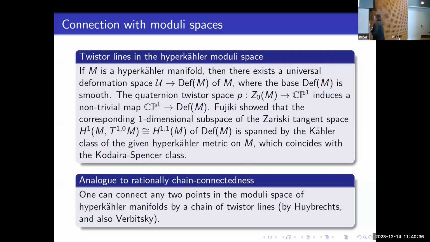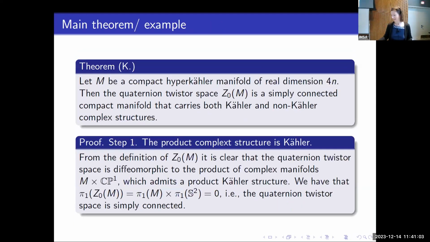So inside of this image, if this is your Twistor line, then the tangent space to this line is given by the (1,1) class associated to the hyperkähler metric. Okay.